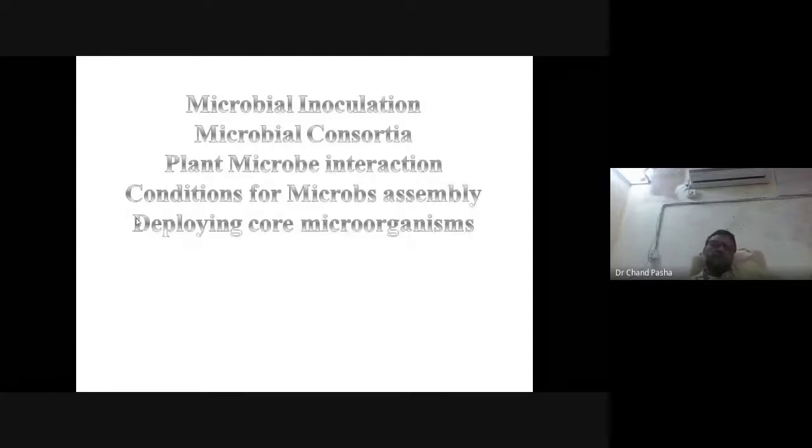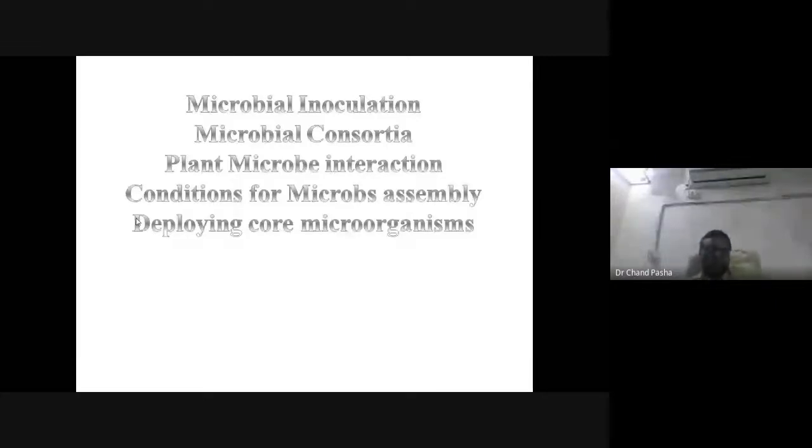For Rhizobium, generally what we'll do is mix Rhizobium along with the seeds, so that as soon as the groundnut germinates, this microbiome comes in contact with the roots and makes the root nodules, and there it does the nitrogen fixation. That is application of an individual organism.